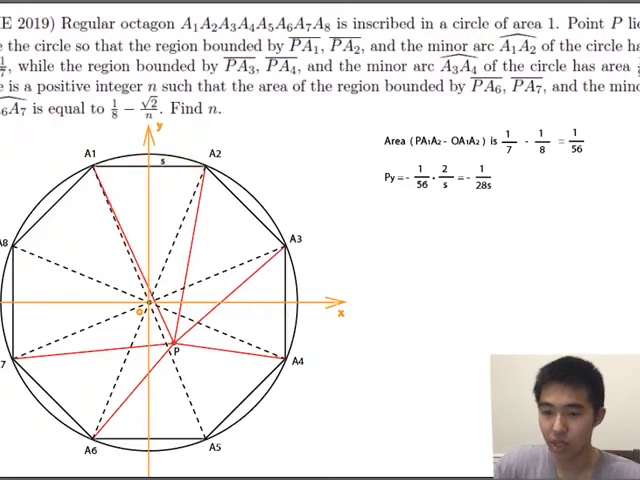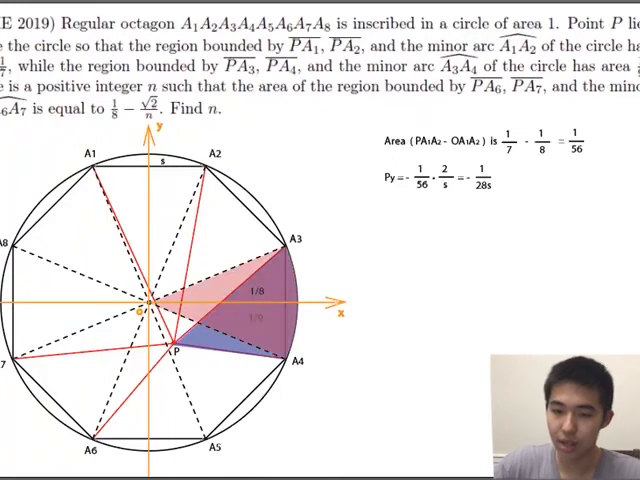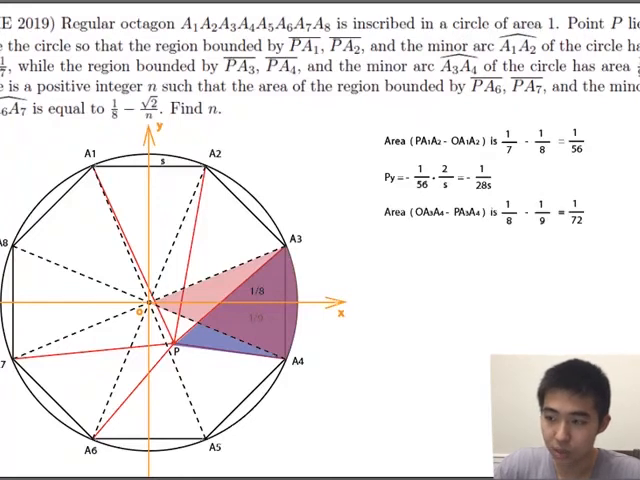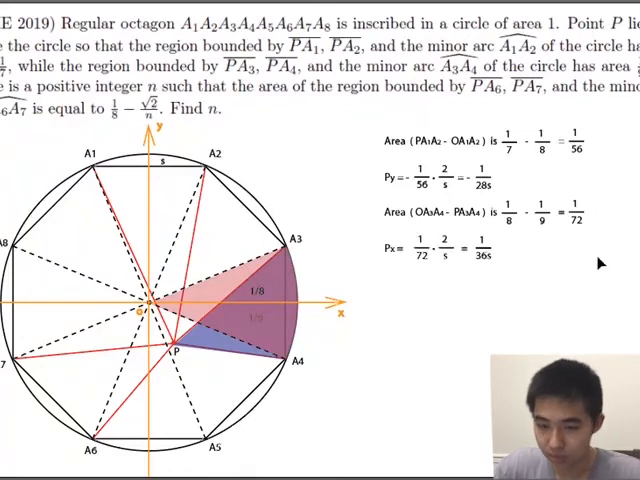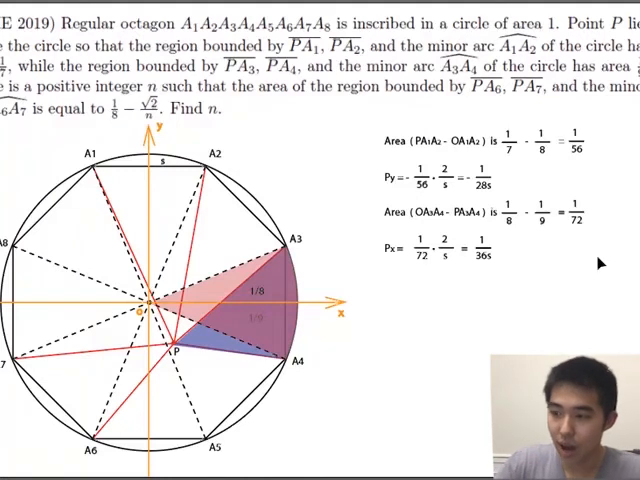Now, similarly, if we consider the other, PA3A4, so that would be this, and then we compare it to the region OA3A4, then by the same process, we have that the area difference between the two triangles is 1/72, which implies that the x-coordinate is 1/72 times 2/s, which is 1/36s. So now we have the coordinates of the point P.